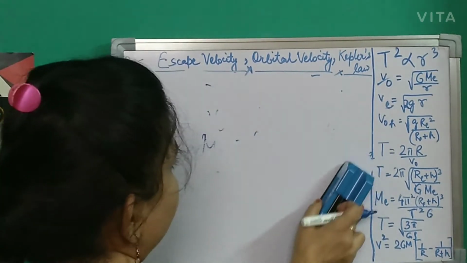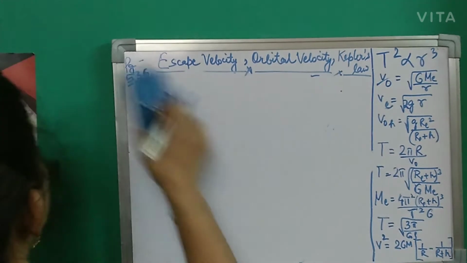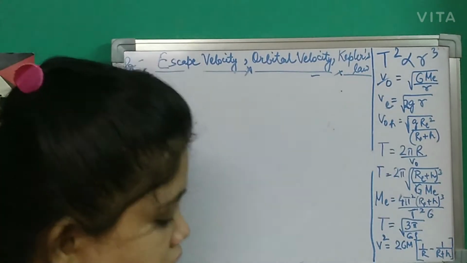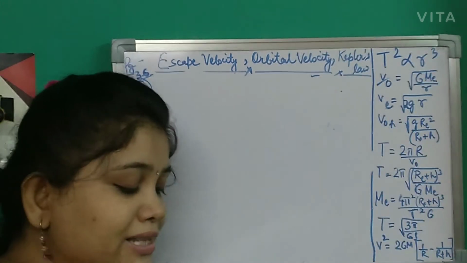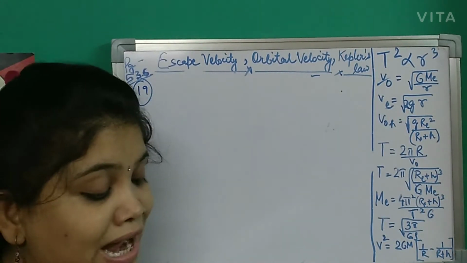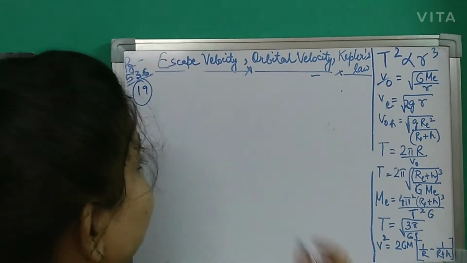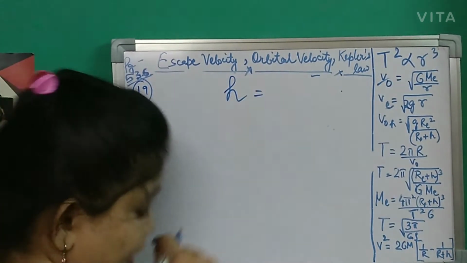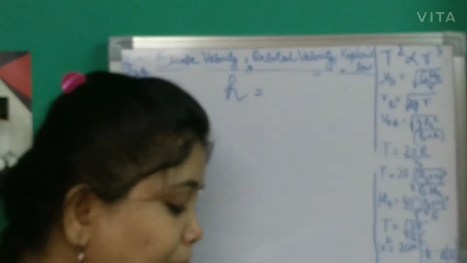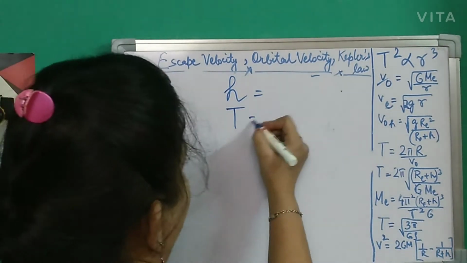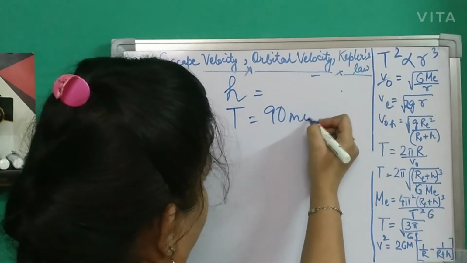Next, let us go to sum number 19. Let us see what sum number 19 is telling us. A satellite which is at a height of h from the earth's surface, that means here h is given, completes one revolution of the earth in 90 minutes. That means time period is given as 90 minutes.